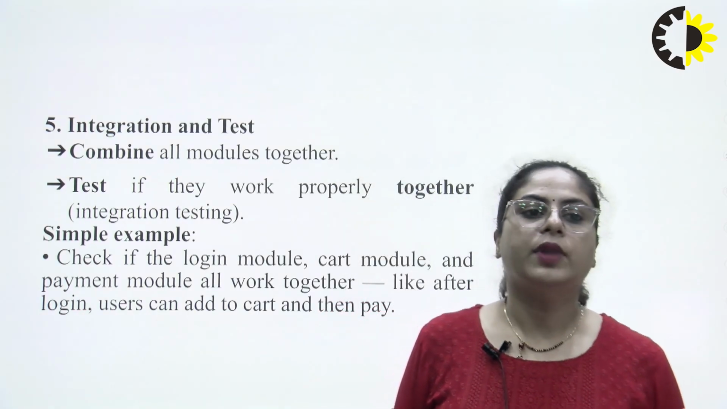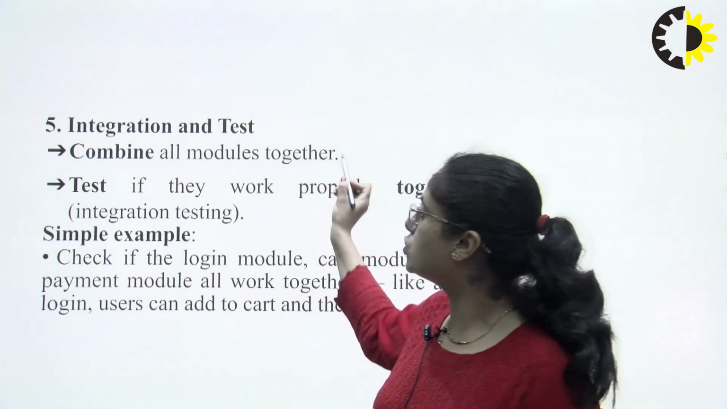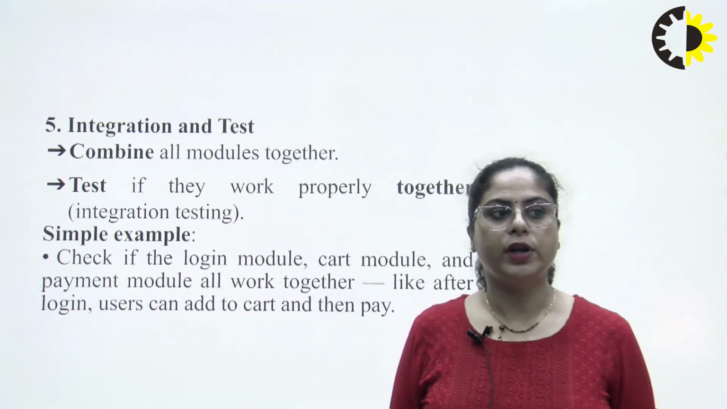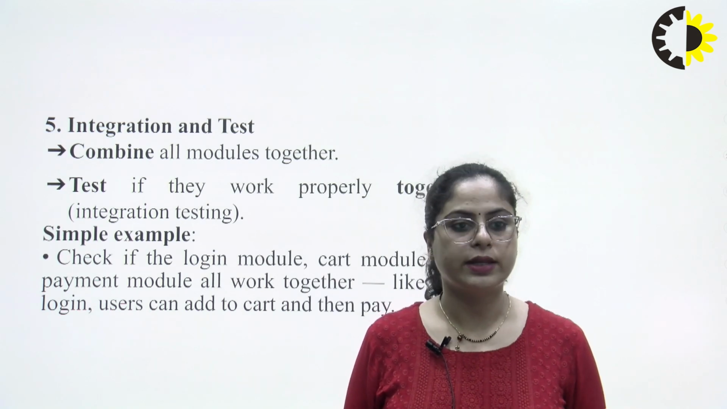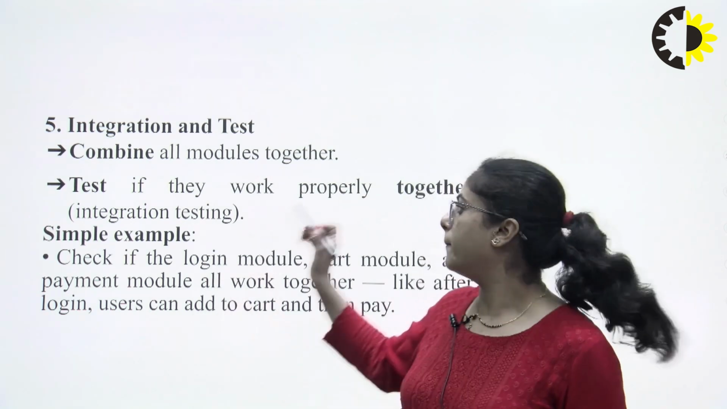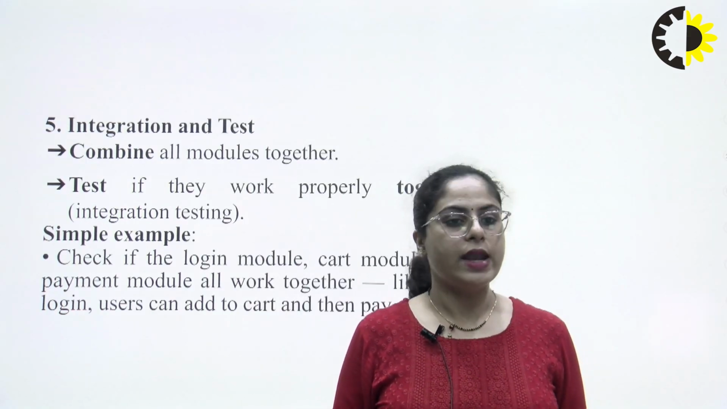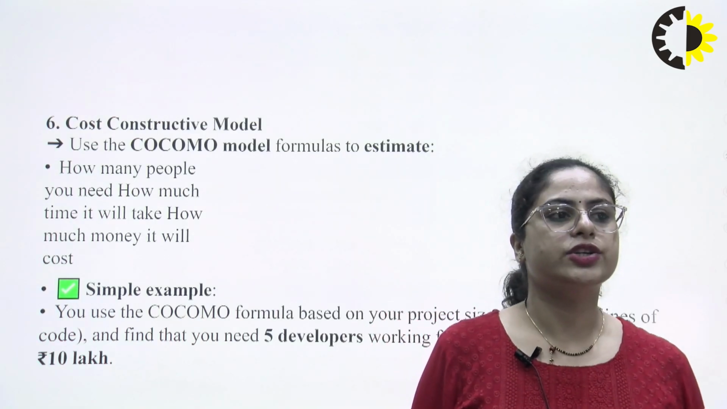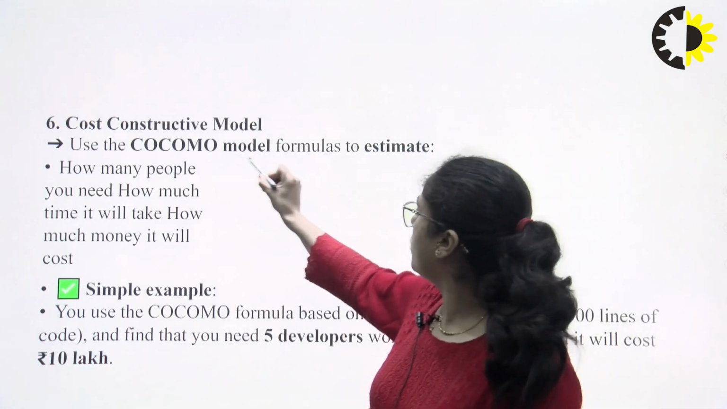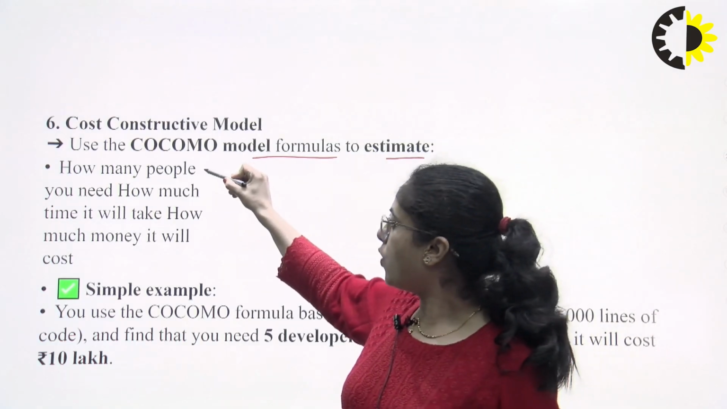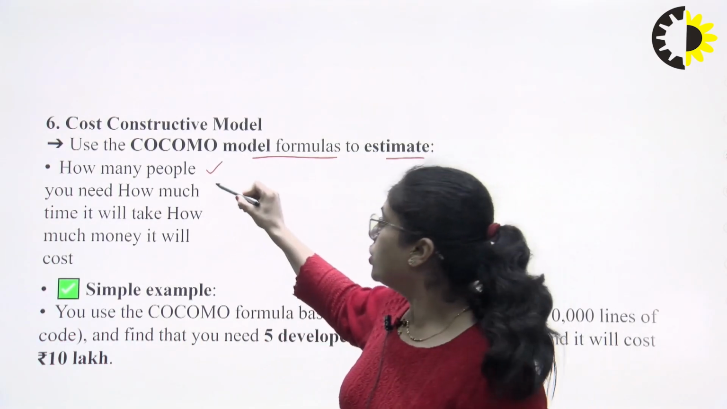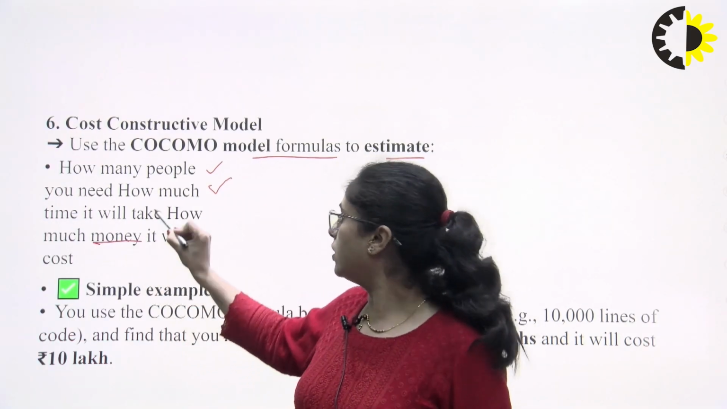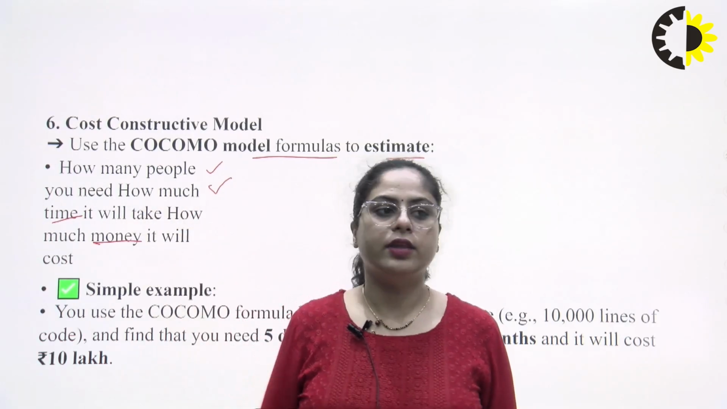Integration and test is used to combine all modules together and test if they work properly together or not. The cost constructive model uses COCOMO model formulas to estimate how many people you need, how much time it will take, and how much money it will cost.